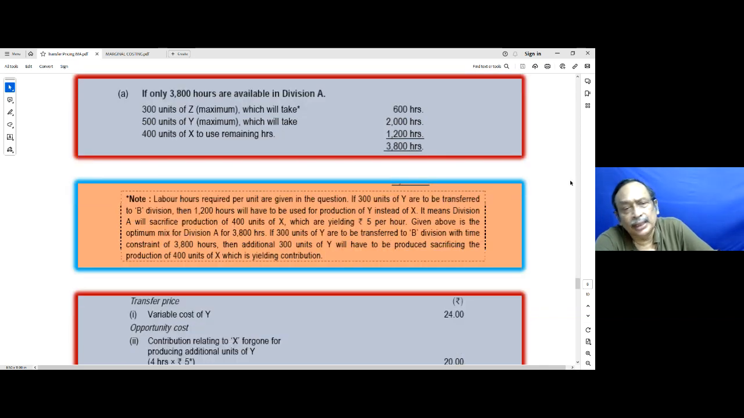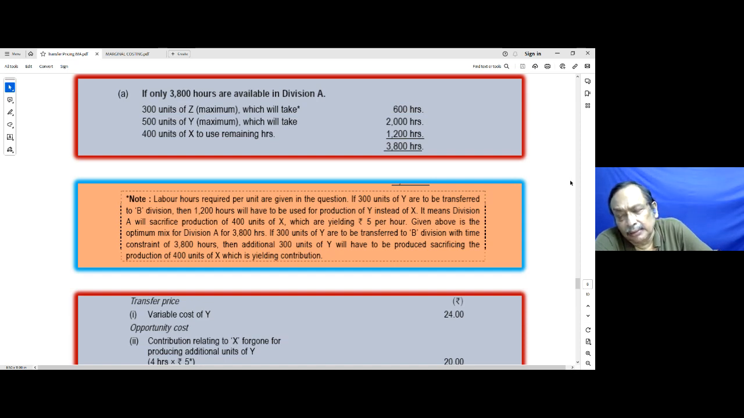Now, just look into the note. Labor hours required per unit are given in the question. If 300 units of Y are to be transferred to B division, then 1,200 hours will have to be used for production of Y instead of X. Please try to understand what I am saying.